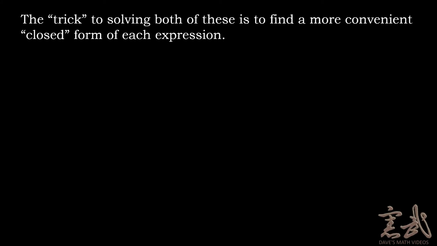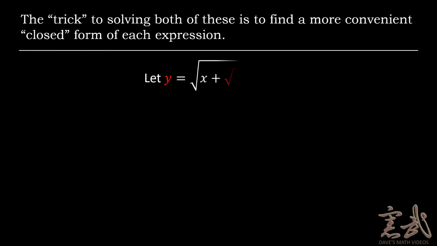So I think the trick to solving both of these is to find a more convenient closed form of each expression. What we mean by a closed form is some kind of expression that terminates. It has a set number of operations or expressions. With that said, we will let y equal the square root of x plus the square root of x plus the square root of x onto infinity.